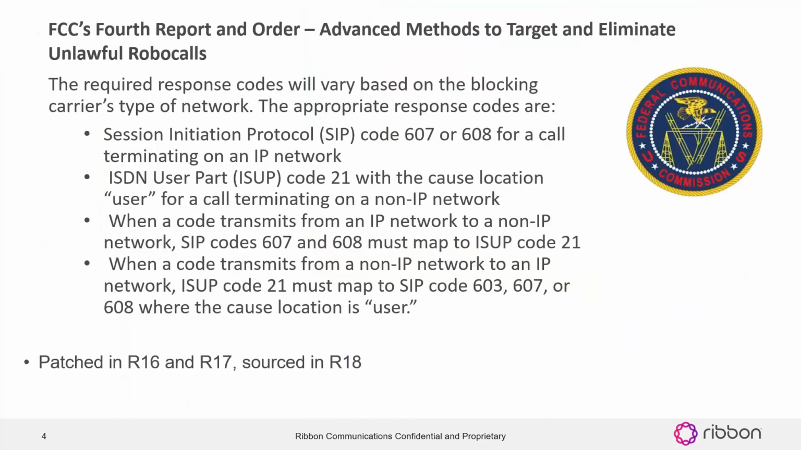So the FCC's Fourth Report and Order required ISDN User Part 21. It required SIP codes 607 and 608, which allowed us to not route advanced calls. We put the changes for that into releases 16 and 17 in patches. Earlier this year, those patches were sourced into release 18. Every C15 has been updated with those changes. So everyone should be compliant with that requirement at this point because of the patches that we've put in.